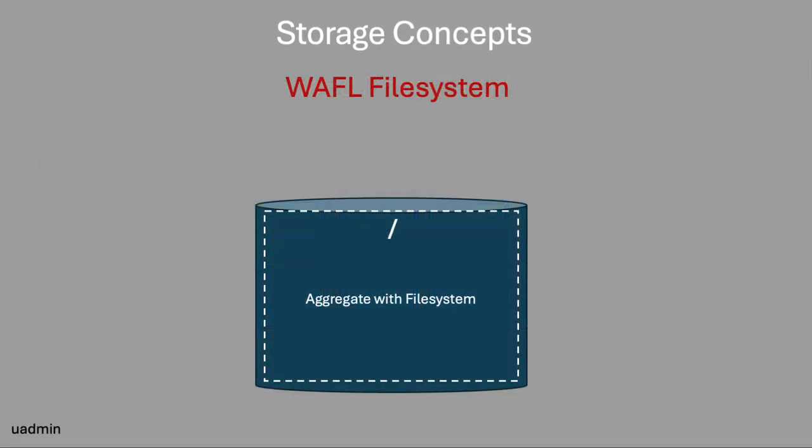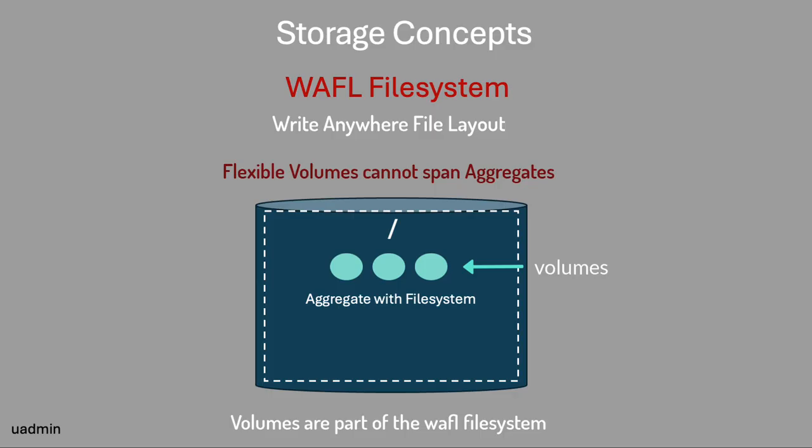And finally, when an aggregate is created, it will have a file system in it. The ONTAP file system is called WAFL, or Write Anywhere File Layout. Now this is a Unix type file system, and in a second we will introduce flexible volumes, which will have an administrative starting point inside this WAFL file system. Hence, the single flexible volume cannot span multiple aggregates, because the file system is always limited by the aggregate.